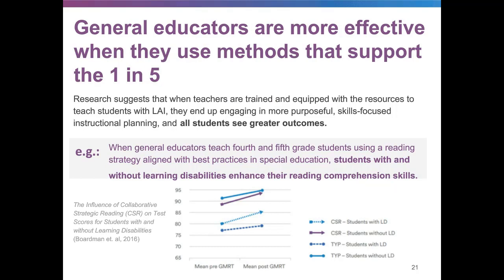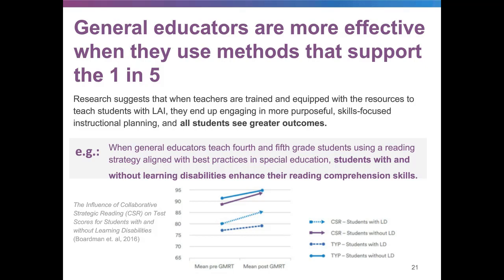General educators are more effective when they use methods that support 1 in 5 kids with learning and attention issues. We know this through research. When teachers are trained and equipped with the right resources to teach students with learning and attention issues, they end up engaging in more purposeful, skill-focused instructional planning, and all students see greater outcomes. So this is a powerful point.